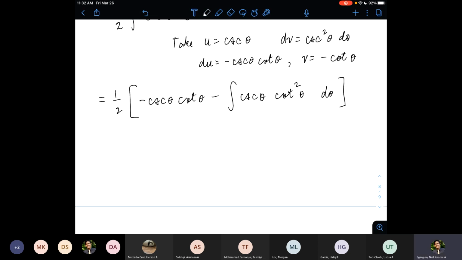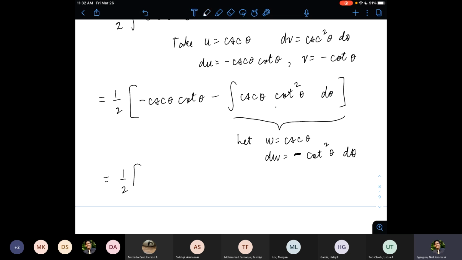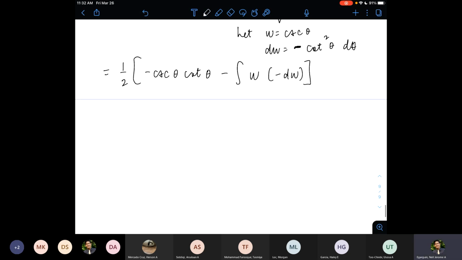All right. And then in this integral here, I can let w be equal to cosecant theta. So dw is negative cotangent squared theta d theta, which is fine because I already have that there. So it's going to be 1/2 negative cosecant theta cotangent theta, and then I'll have minus w and then minus dw. Good so far?